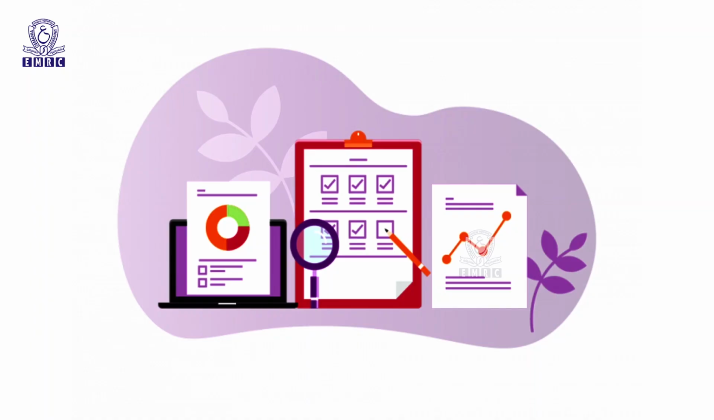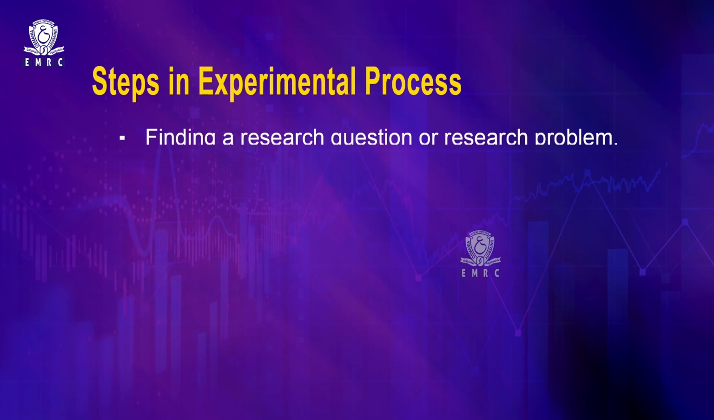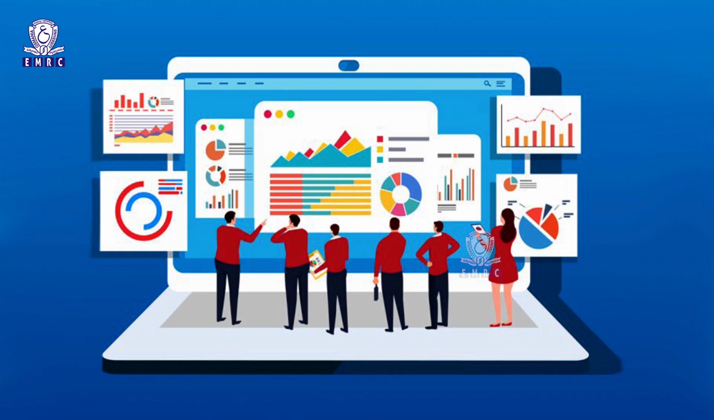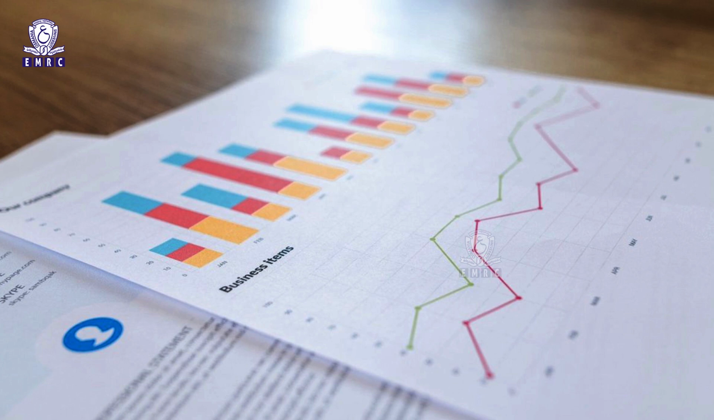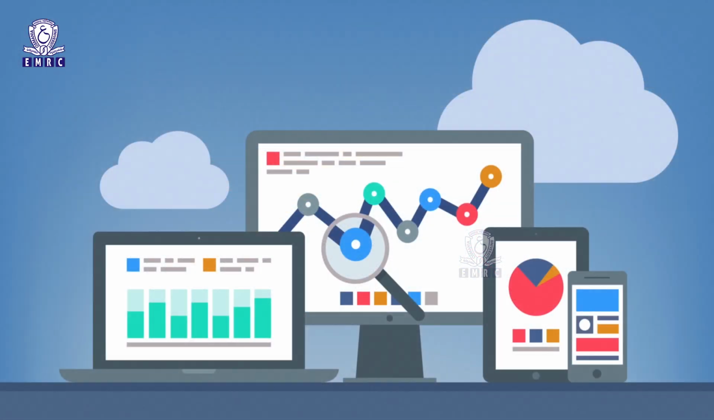The experimental process. Like other sciences, psychology also utilizes the scientific method and bases conclusions upon empirical evidence. While experimenting, it is important to follow the steps. First, finding a research question or a research problem. Next, defining a variable. An operational definition describes exactly what the variables are and how they are measured within the context of the study.